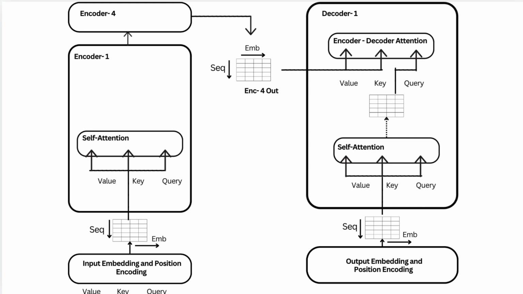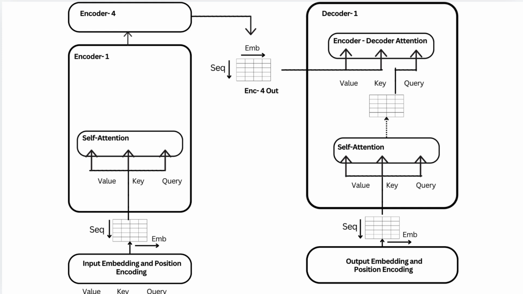The input goes through multiple encoder layers, and this example shows encoder 1 through encoder 4. Each layer repeats the same structure, that is, embeddings plus self attention, gradually refining the representation of the input sequence. Once the final encoding is completed, the last encoder layer produces an output. In this example, it is shown as encoder 4 output. In the diagram, this output is a processed representation of the input sequence ready to be passed to the decoder.